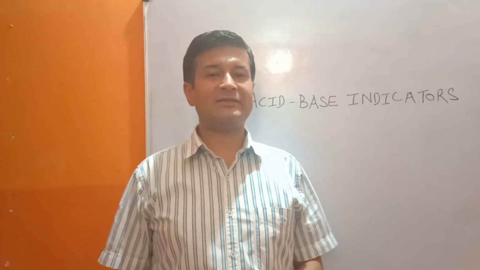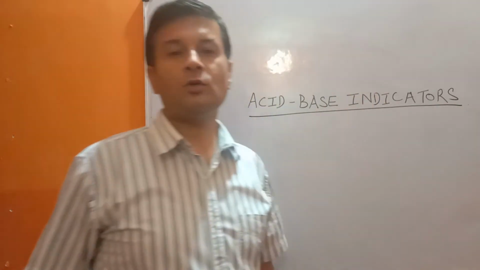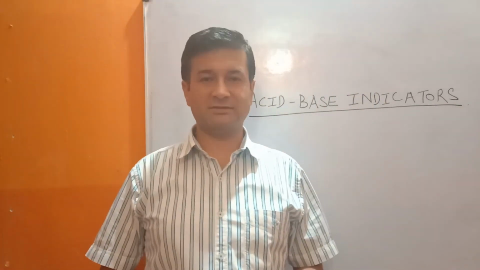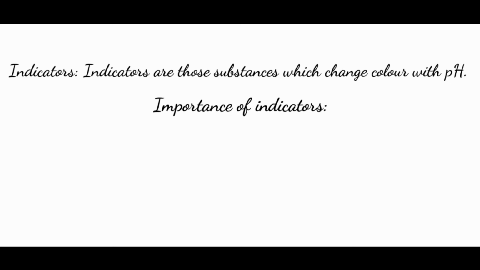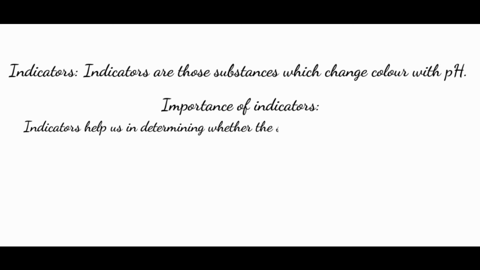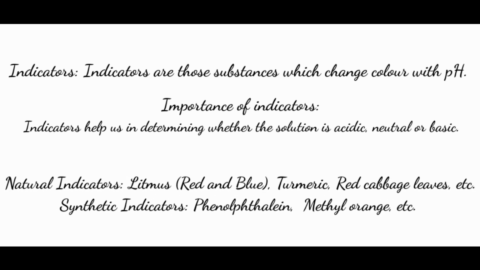Coming to acid base indicators, let us know what are indicators. Indicators are those substances which change color with pH. So why do we need indicators? Indicators help us in determining whether the solution is acidic, neutral or basic. Natural indicators are litmus, turmeric, red cabbage leaves, etc. Synthetic indicators are phenolphthalein, methyl orange.